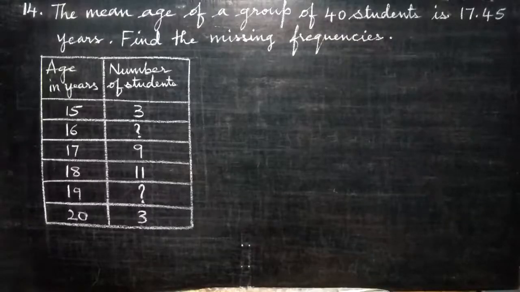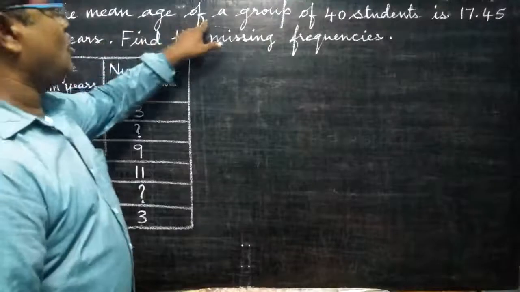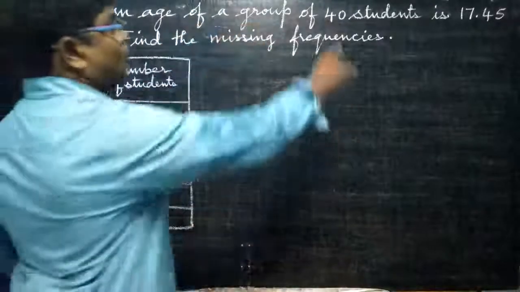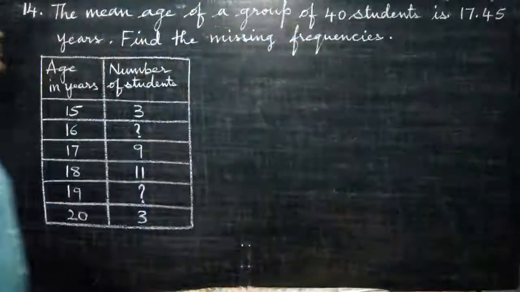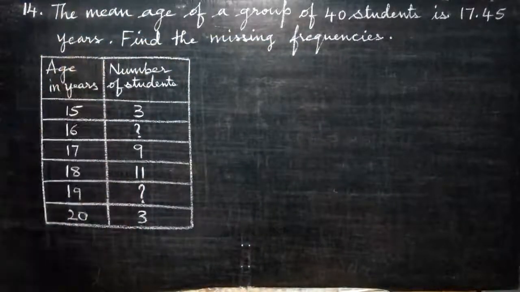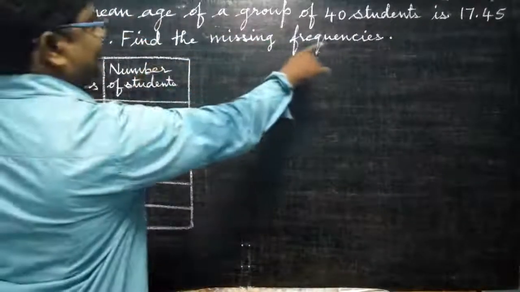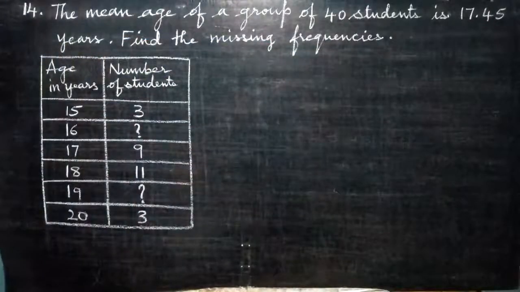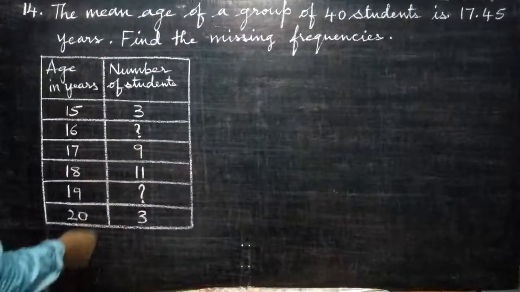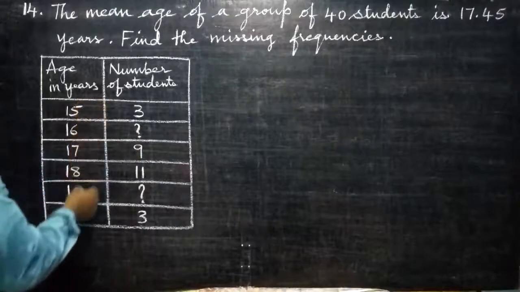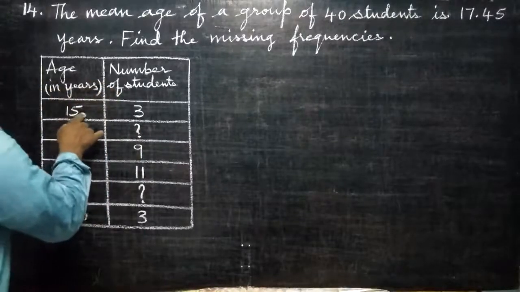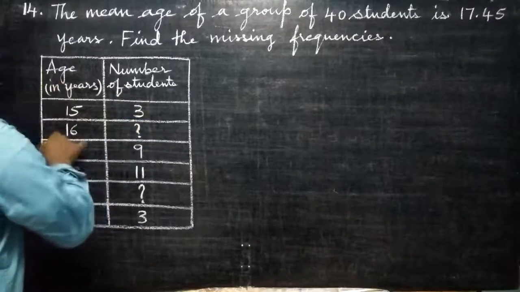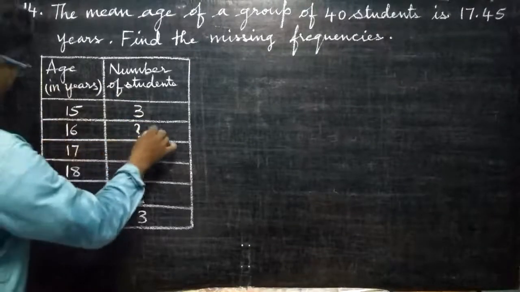14th problem. The mean age of a group of 40 students is 17.45 years. Find the missing frequencies. Not one, two are there. Here these are the age in years. 15 years, 3 students are there. 16 years, how much we don't know.